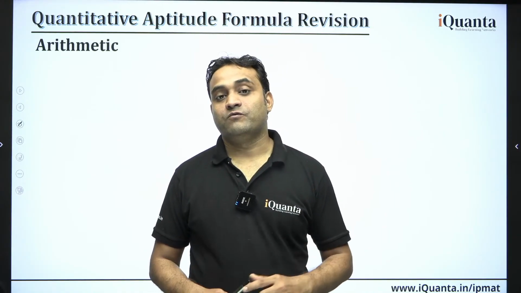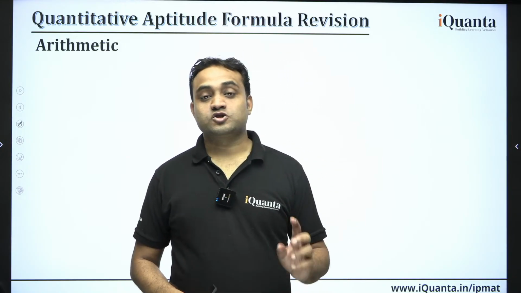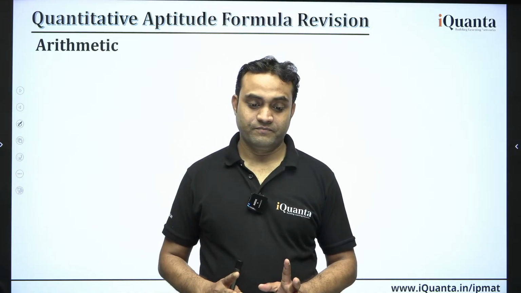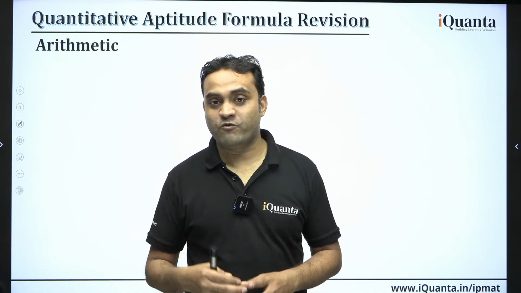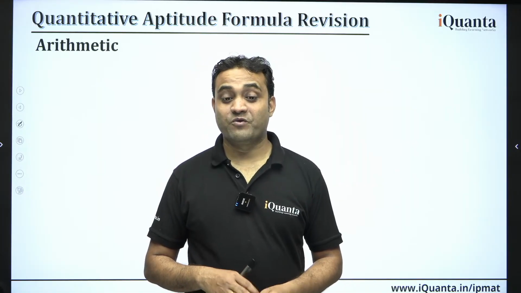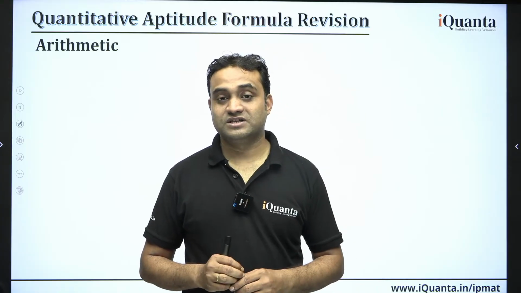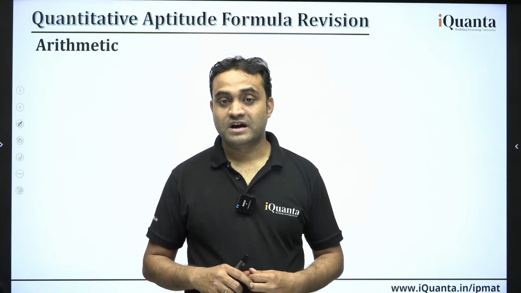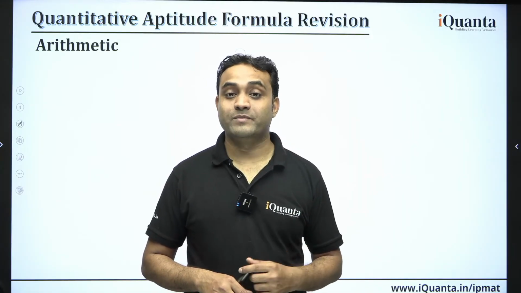Then there is a part of profit, loss and discount which is very interesting, and that part is known as faulty balances. Now, in case of faulty balances, a shopkeeper is promising a customer to give a particular weight, but he is giving a weight lesser than that. So, the weight that he is giving in actual is known as actual measurement, and the weight that he is promising to give is known as faulty measurement.